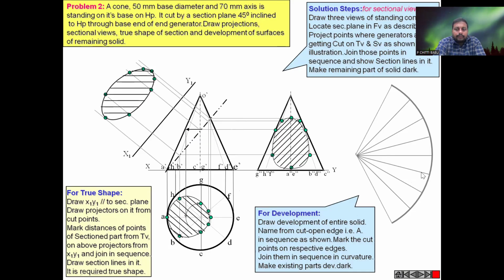1, 2, 3, 4, 5, 6, 7, 8. Like that, you have to give the names A, B, C, D, E, F, G, H, again A, and mark the points. Take the compass from O to the OA generator and mark this point. Similarly, next, take the compass and mark OB and OH.